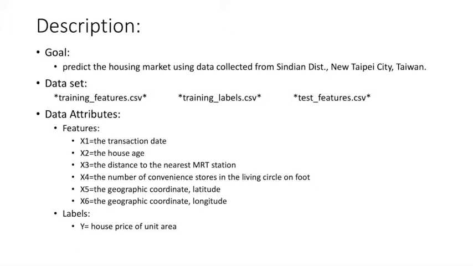By the show function, we can see there are 6 features and 1 label in the training set. X1 is the transaction date, X2 is the house age, X3 is the distance to the nearest MRT station, and X4, X5, X6 are the other features, and Y is the house price of unit area.